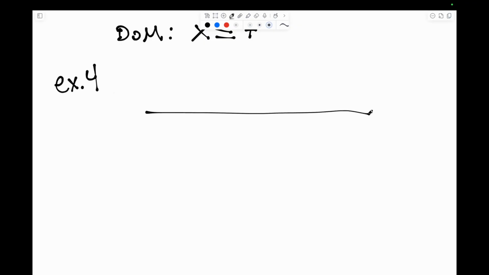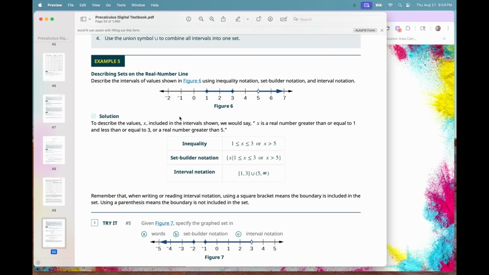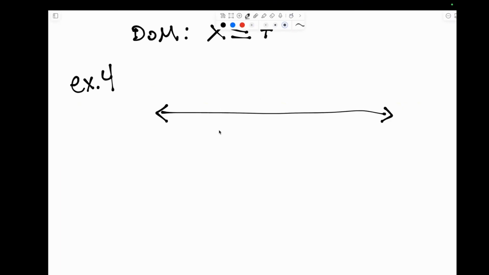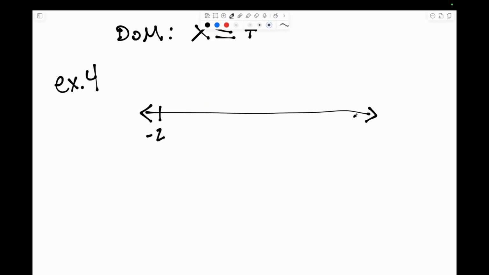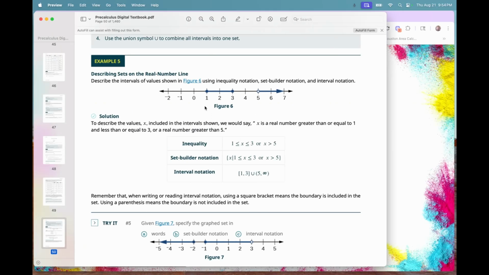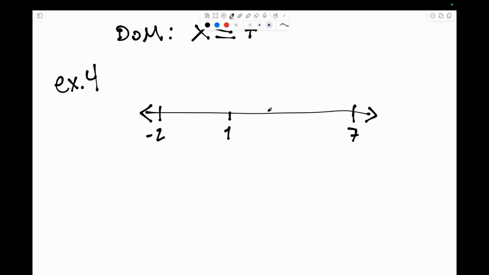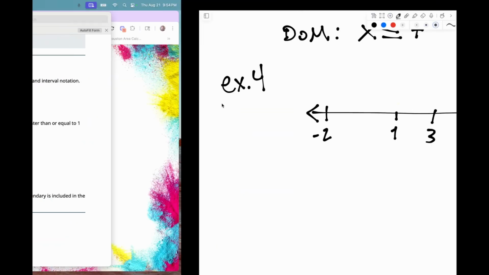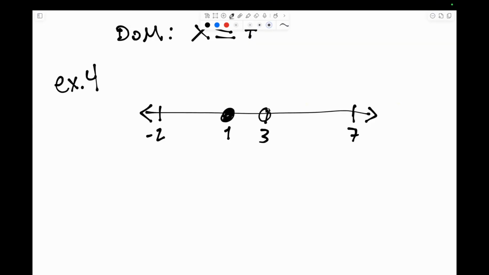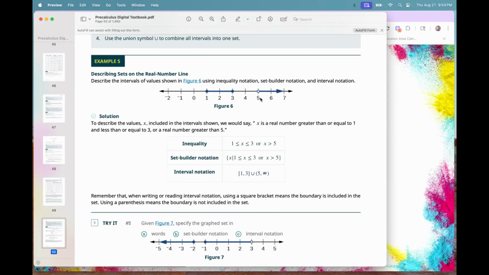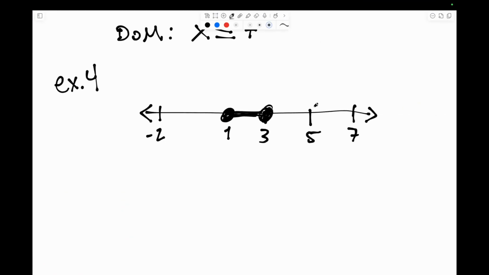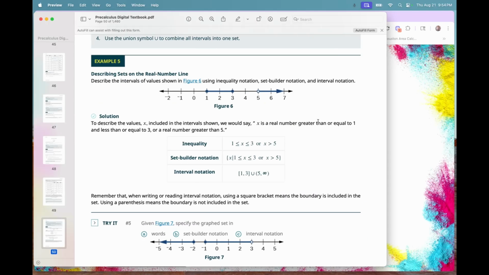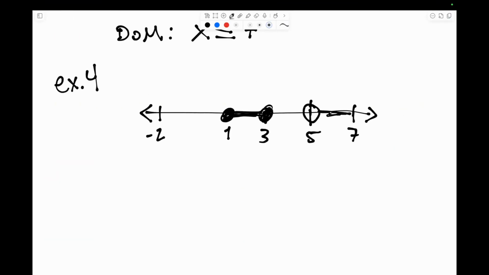We have a graph that shows us the solutions to a problem. That graph goes from -2 to 7. And we have solutions from 1 to 3. We can include 1 and we can include 3, and everything in between. And we can go from 5, but not including 5, so we use an open circle. And we can go all the way to the right. And we keep going past 7, so we include an arrow.